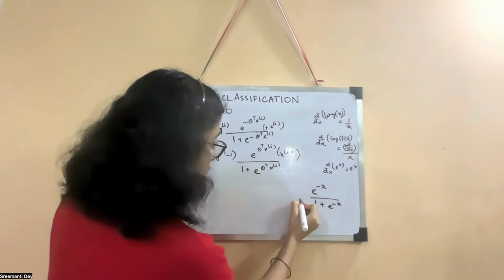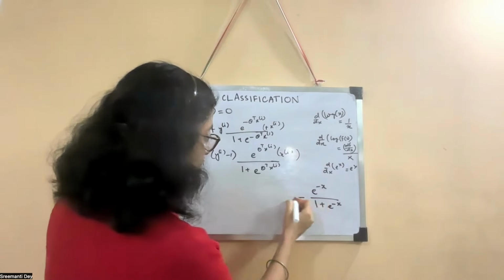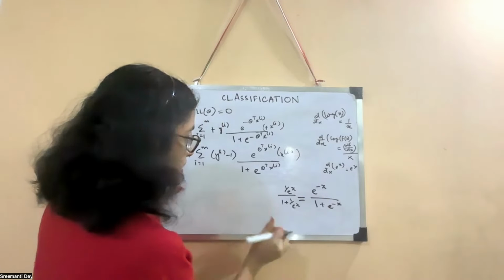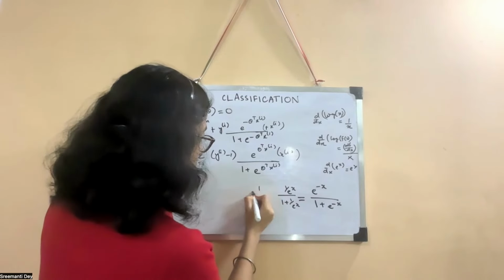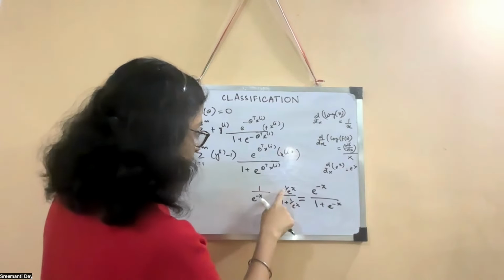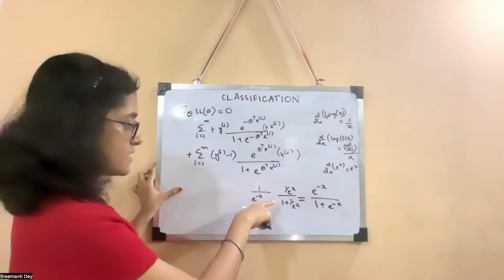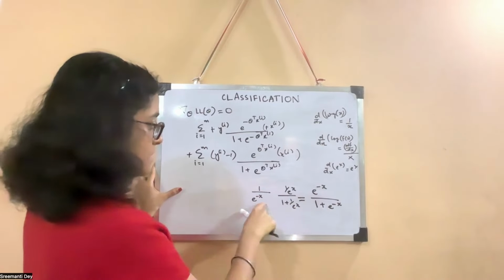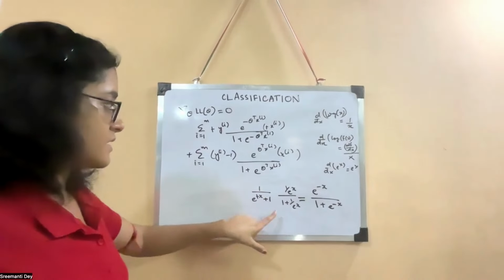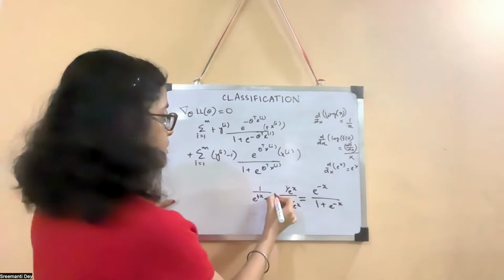So now, let's do that. If I convert this to 1 by e to the power x upon 1 plus 1 by e to the power x, now get this up here. We would have 1 by e to the power minus x. We're multiplying with e to the power minus x, we are multiplying by e to the power x, so we would have e to the power x plus 1, correct? These two are the same. You agree?